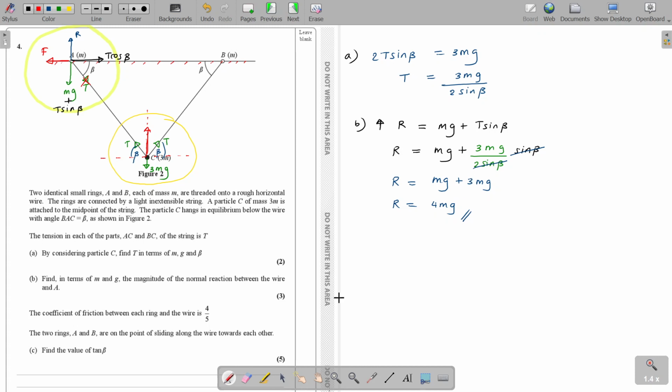Oh, sorry, there is no 2 here. Sorry. Mg plus 3 mg over 2. Yes, the 2 doesn't cancel out here, right? Mg plus 3 mg over 2 is how much? 5 mg over 2, right? So R equals 2.5 mg, or 5 over 2 mg.